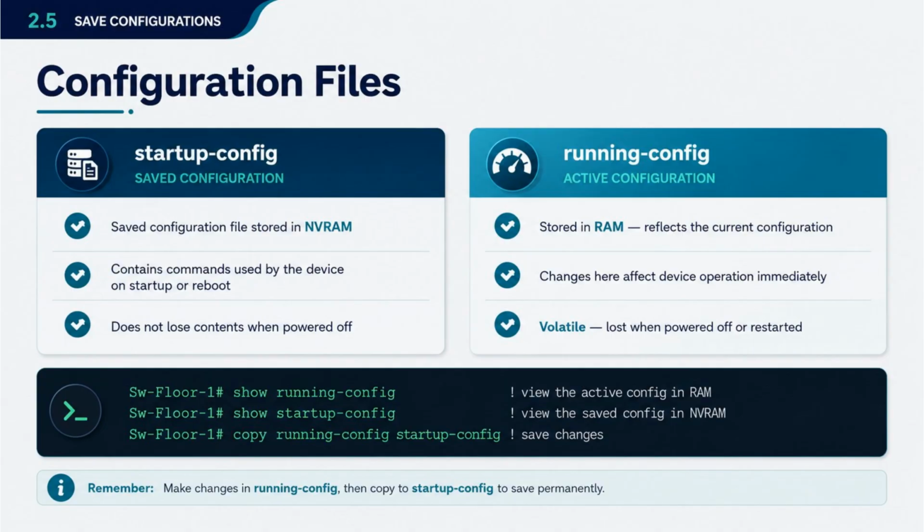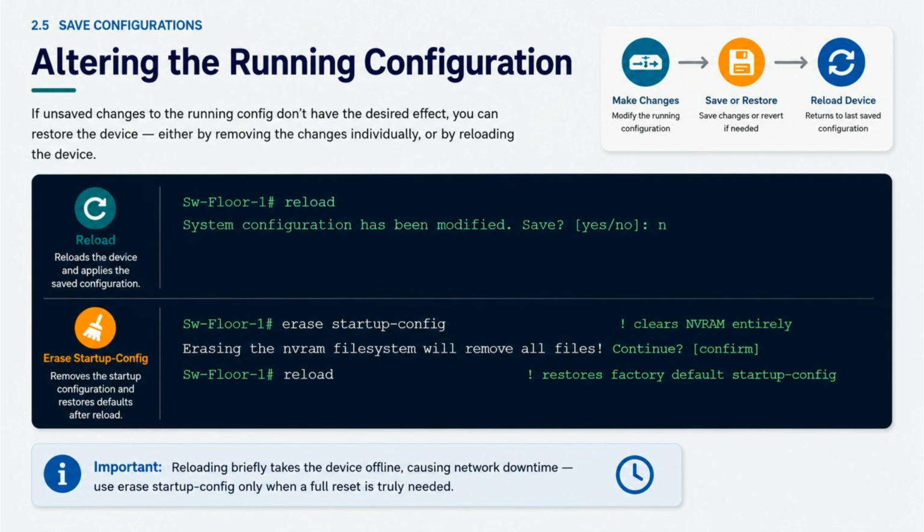2 configuration files to know cold. Startup config lives in NVRAM, survives a power cycle, and is what loads on boot. Running config lives in RAM, reflects live changes, and is lost on reboot. Copy running-config startup-config is the single most important command in this section. Say it twice. If a live change breaks something, you have 2 ways back: undo the specific change, or reload the whole device, only if unsaved changes are the actual problem.